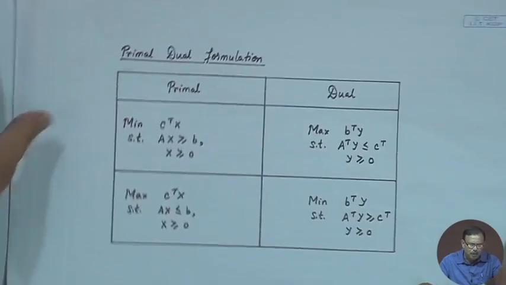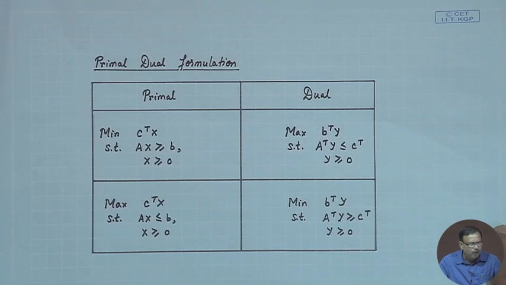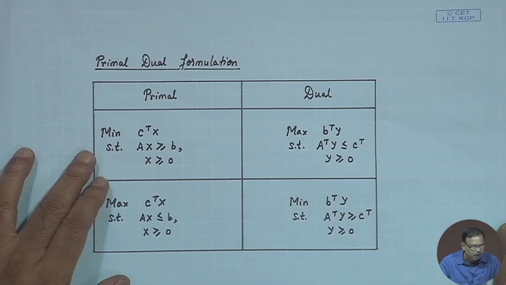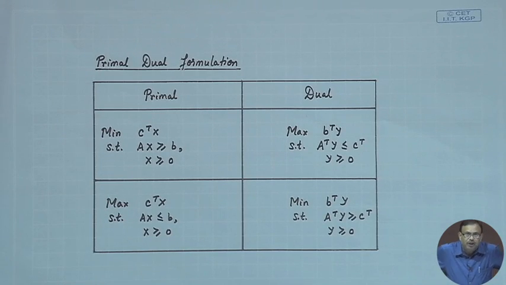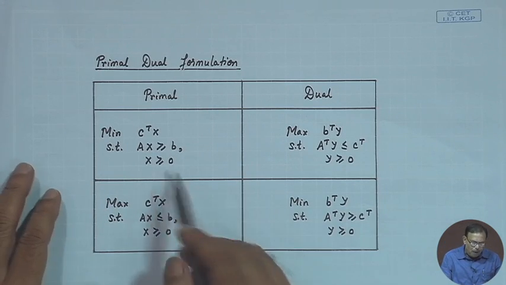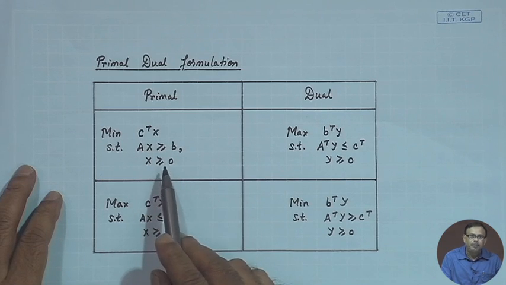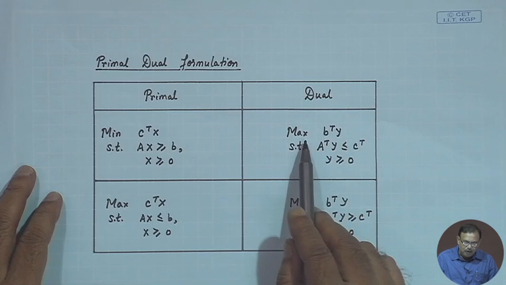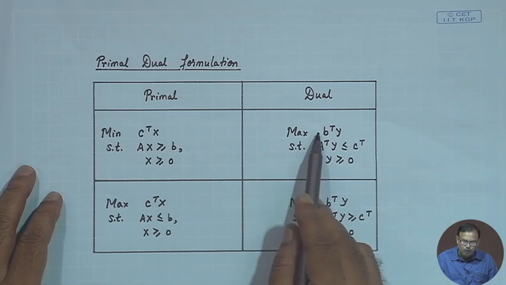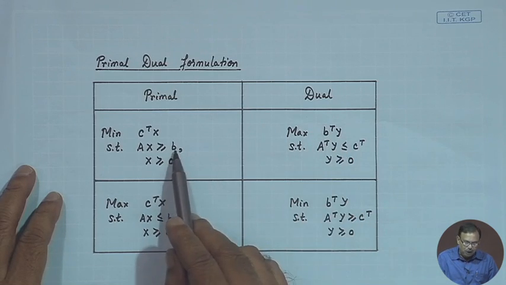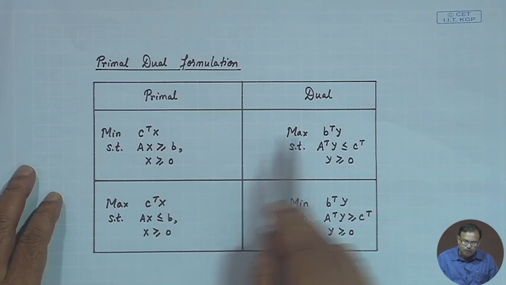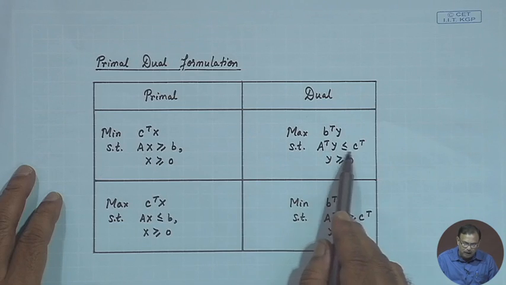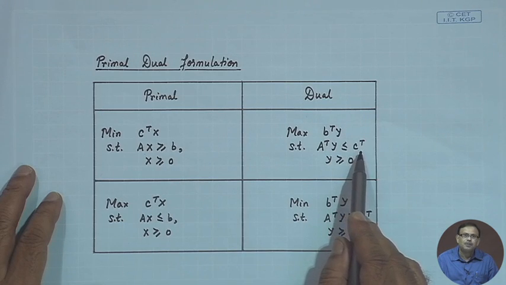So, we can say that for the primal-dual formulation, you have the primal problem, and either you can write it in this form: minimize C^T x subject to Ax greater than or equal to b, x greater than or equal to 0, where its dual will be maximize b^T y, some new variable we are writing. So, here the resource will be this one, b^T y, subject to A^T y less than or equal to C^T.